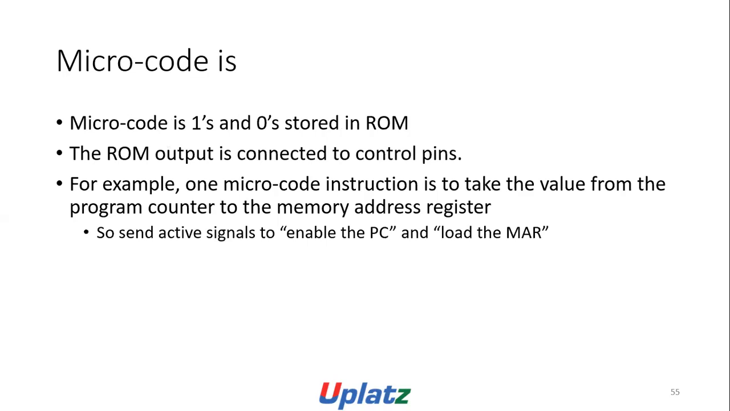Microcode is ones and zeros stored in RAM. The RAM output is connected to the control pins. For example, one microcode instruction is to take the value from the program counter to the memory address register. So it sends active signals to enable the PC and load the MAR.